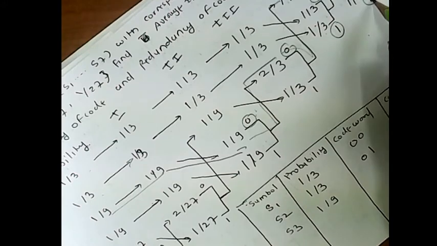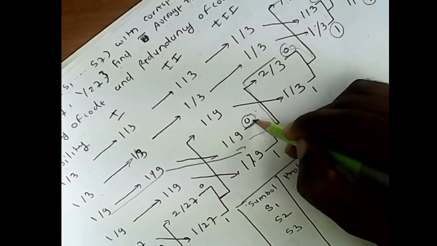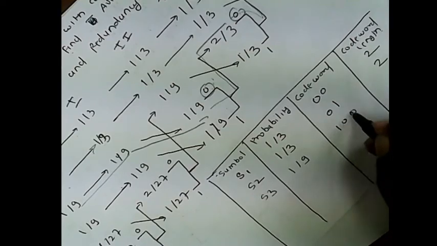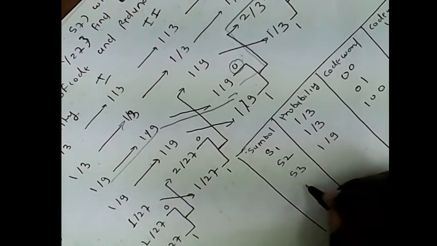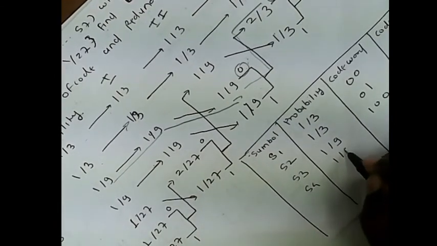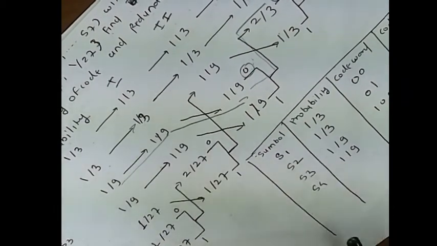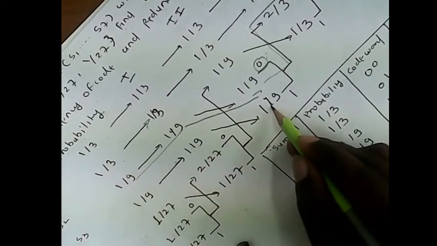So 1 0 0. So we can write down the code 1 0 0 and length is 3. Similarly for S4, having probability again 1 by 9. So we can see here 1 by 9, no code assigned, 1 by 9 here.